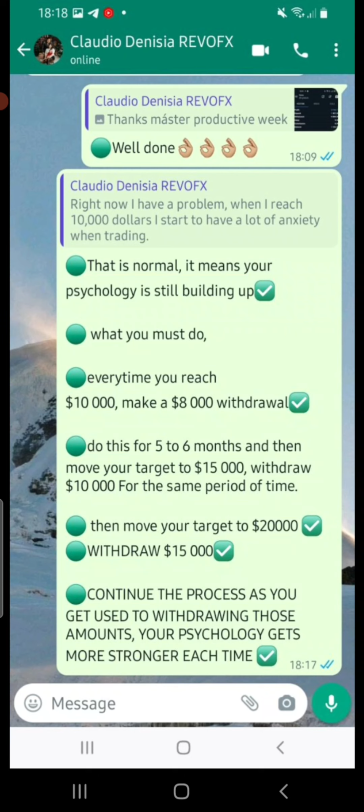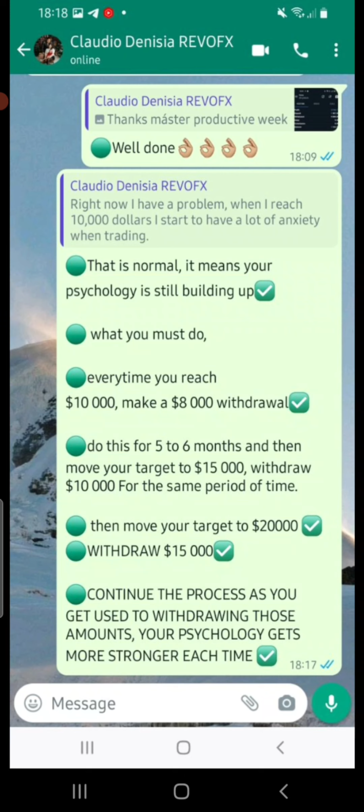What you must do, every time you reach 10,000, make an $8,000 withdrawal. Do this for 5 to 6 months and then move your target to 15,000. Withdraw 10,000 for the same period of time. Then move your target to 20,000 and withdraw 15,000 again for a certain period of time until you are comfortable. Then you continue the process. As you get used to withdrawing those amounts, your psychology gets stronger each time.